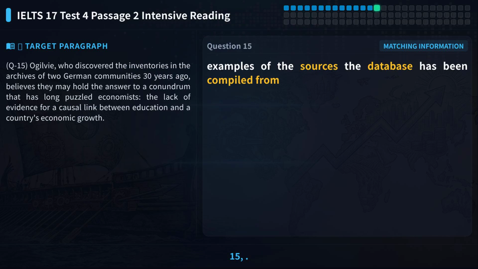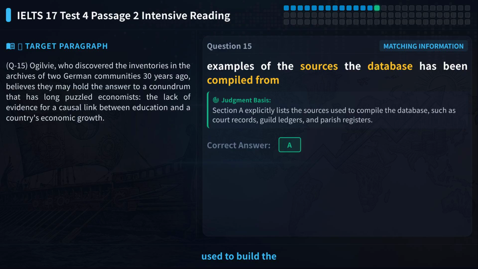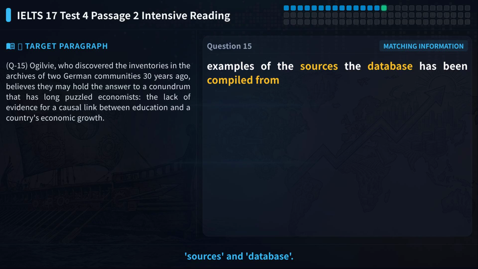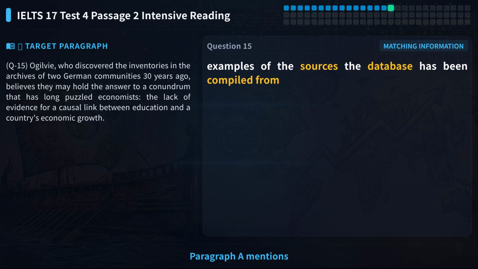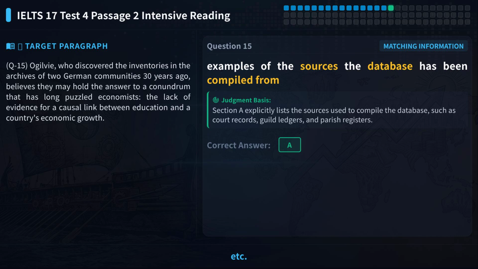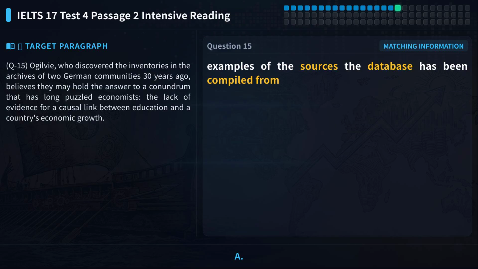Let's look at question 15. It asks for examples of the sources used to build the database. Please pause the video and try to find the answer. The keywords are sources and database. Look near the beginning of paragraph A. Paragraph A mentions the database includes court records, guild ledgers, etc. These are exactly the examples of sources. So the answer to question 15 is A.